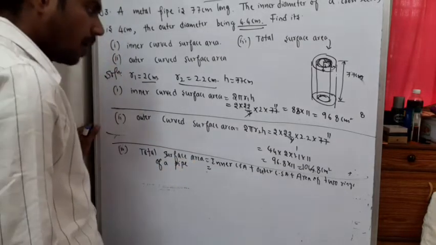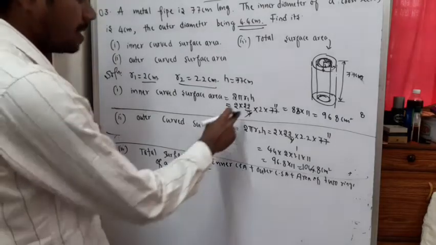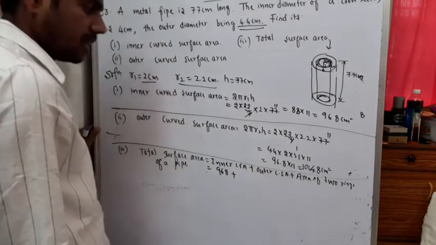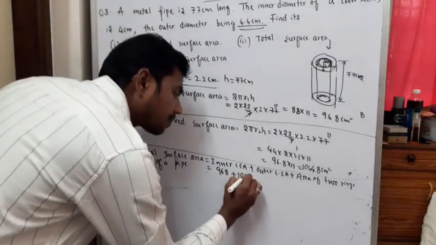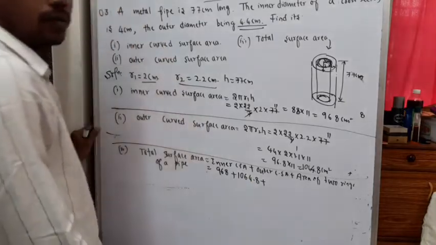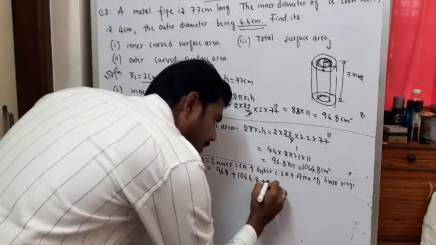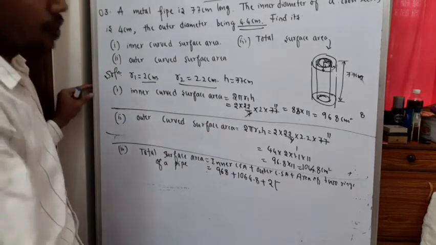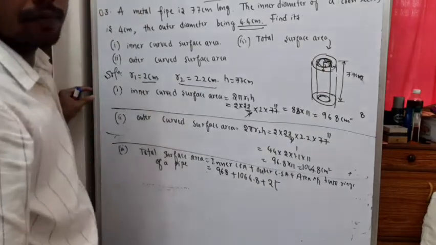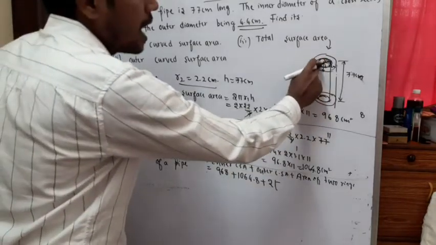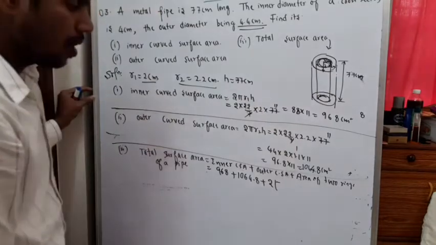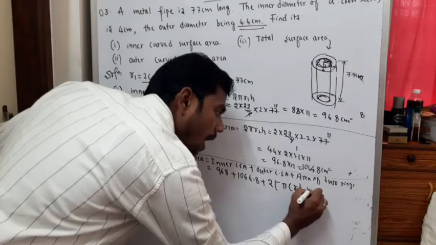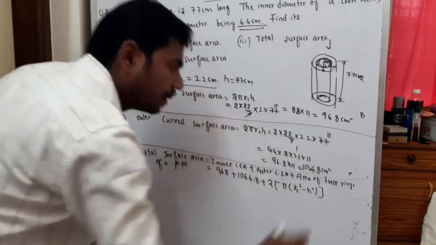So total surface area of a pipe is equal to, what is inner surface area? Inner curved surface area is nothing but 968, plus outer curved surface area is nothing but 1064.8, plus area of two rings. How are we going to calculate? Pi into, there are two rings, area of a circle is equal to pi r square, but here we only need to consider this thickness. So for that, r2 minus r1 will give me this particular radius. So that is pi into r2 square minus r1 square. Fine. That's it.